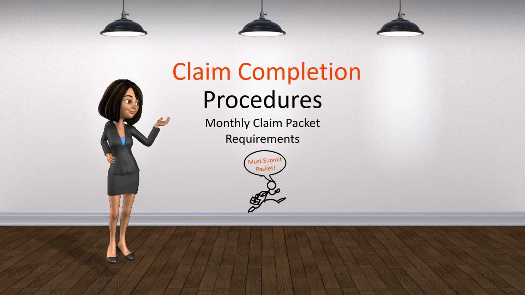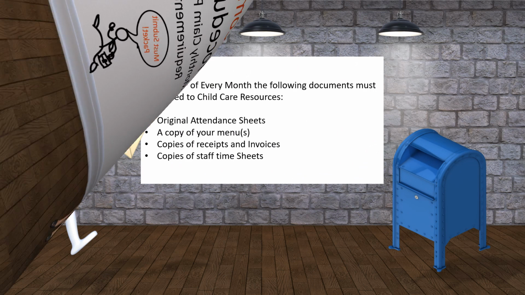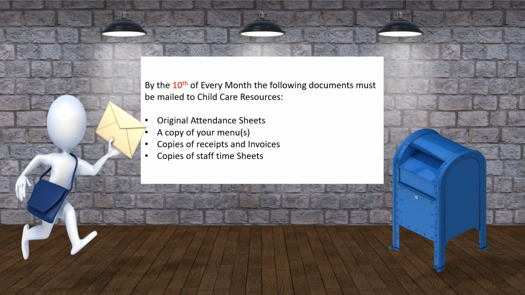Claim completion procedures. In this part of the training, we will go over monthly claim packet requirements. Your claim must be submitted by the 10th of every month. The following documents must be mailed to Child Care Resources: original attendance sheets, a copy of your menus, copies of the receipts and invoices, and copies of your staff time and duty worksheets.